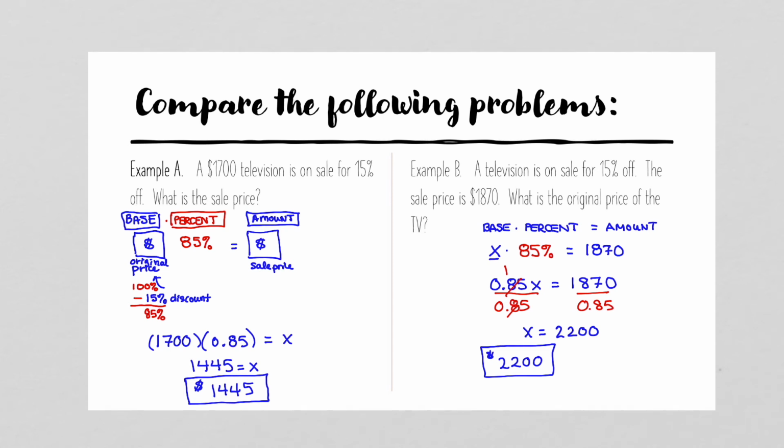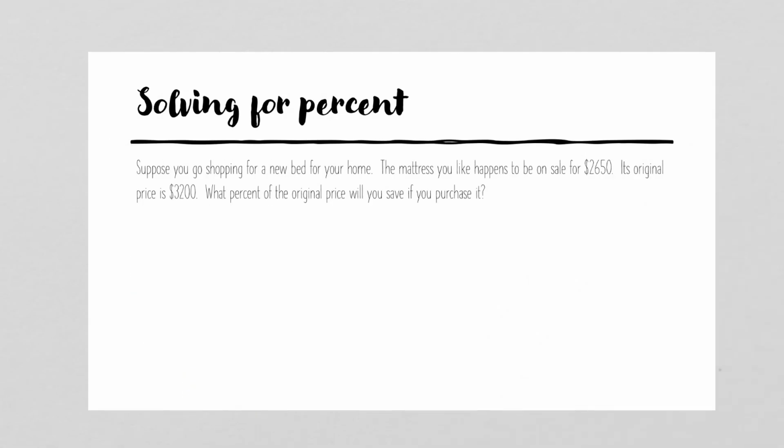Let's take a look at one more problem that involves the percent equation and a discount. Suppose you go shopping for a new bed. The mattress you like happens to be on sale for $2,650. Its original price is $3,200. What percent of the original price will you save if you purchase this mattress?